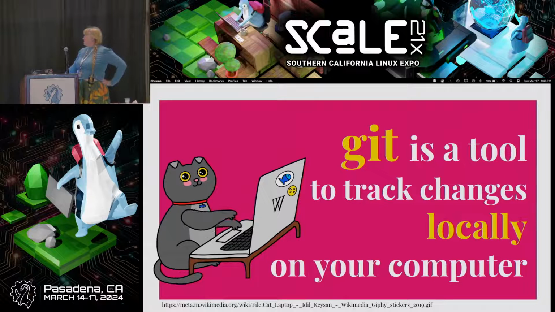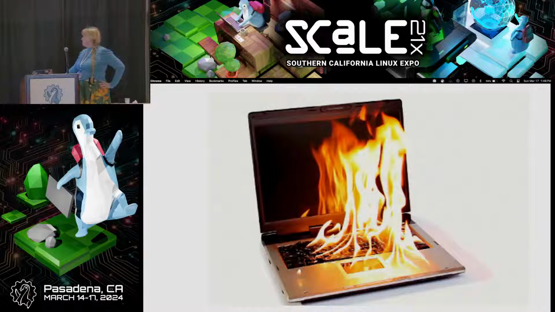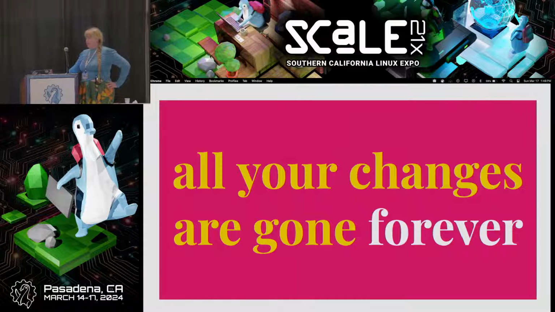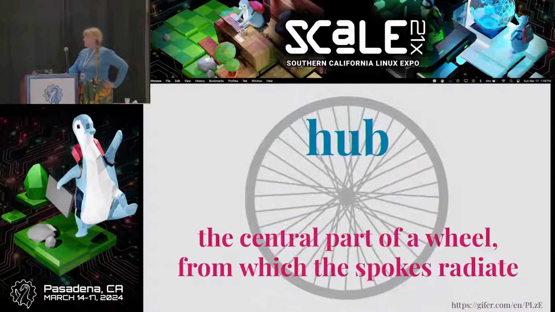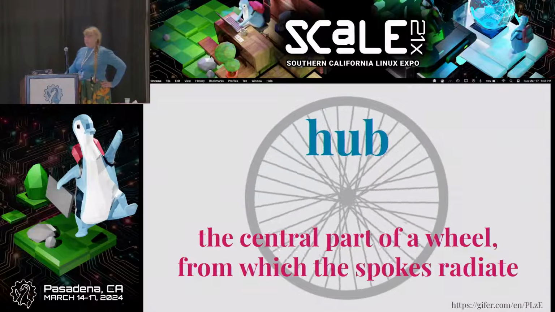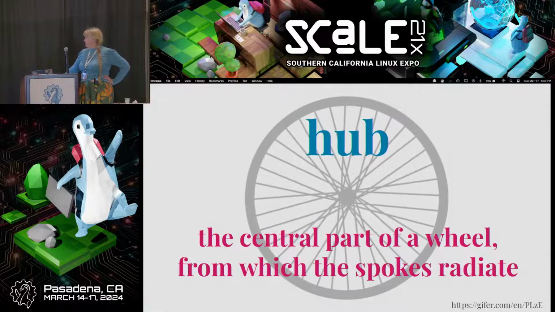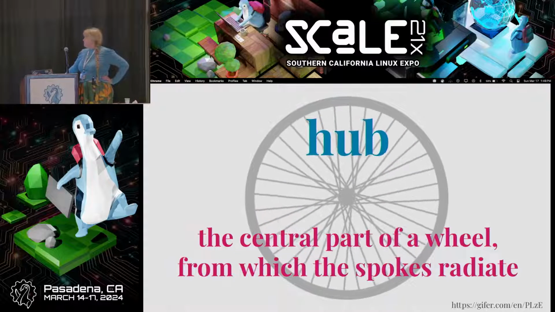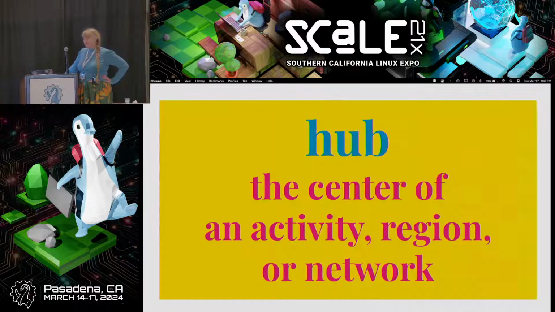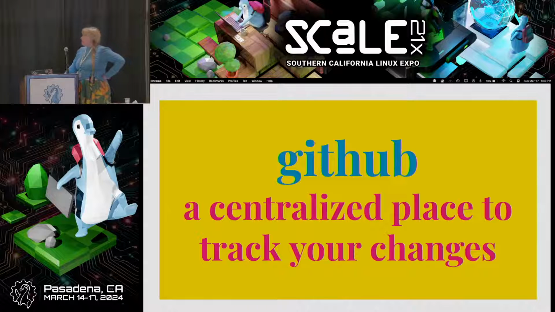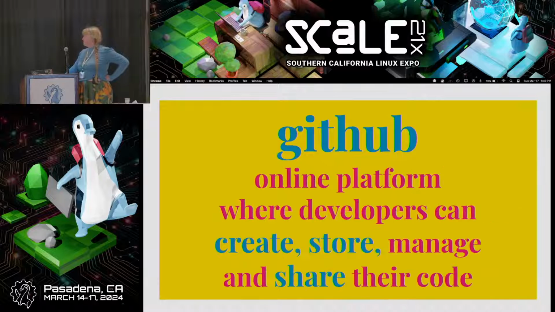So Git is a tool to track changes locally on your computer. If your computer happens to set on fire, all your changes are gone forever. So that's why we use GitHub. And what is GitHub? Hub is the central part of a wheel from which the spokes radiate. I'm a bicyclist, so I chose this bicycle hub. So the hub is also the center of an activity, region, or network. So GitHub, aptly named, is a centralized place to track your changes.